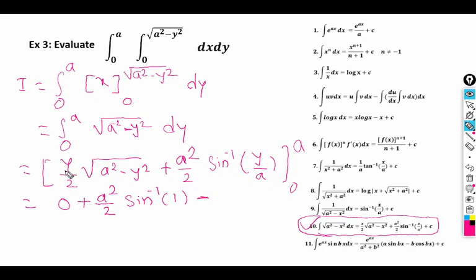For the lower limit, when you replace y by 0, this term is again 0, but this term is minus a square by 2 sine inverse of 0. Sine inverse of 0. Now remember the value of sine inverse 0.